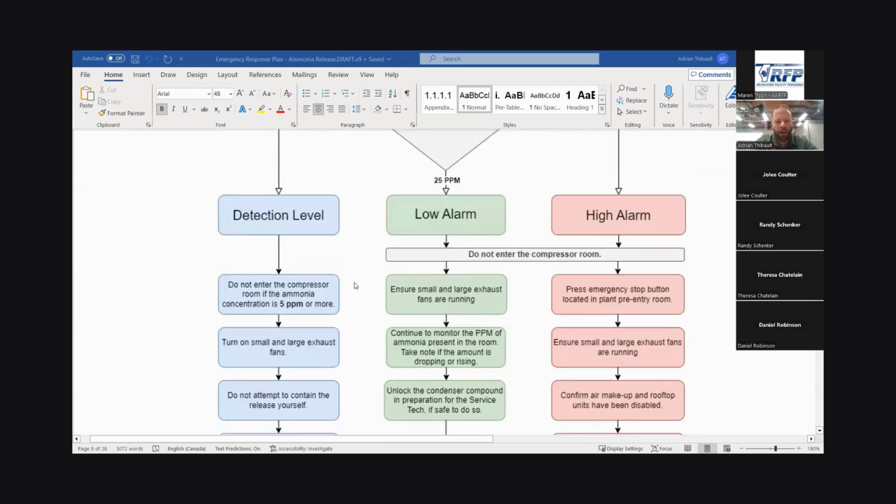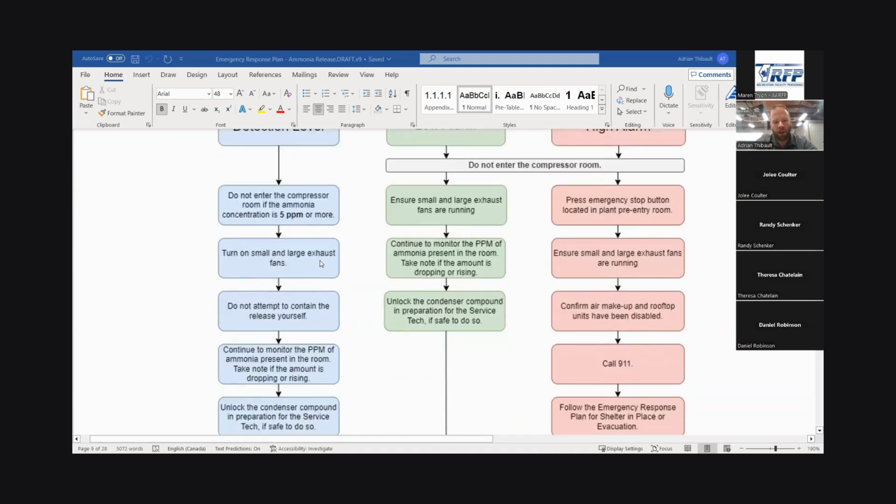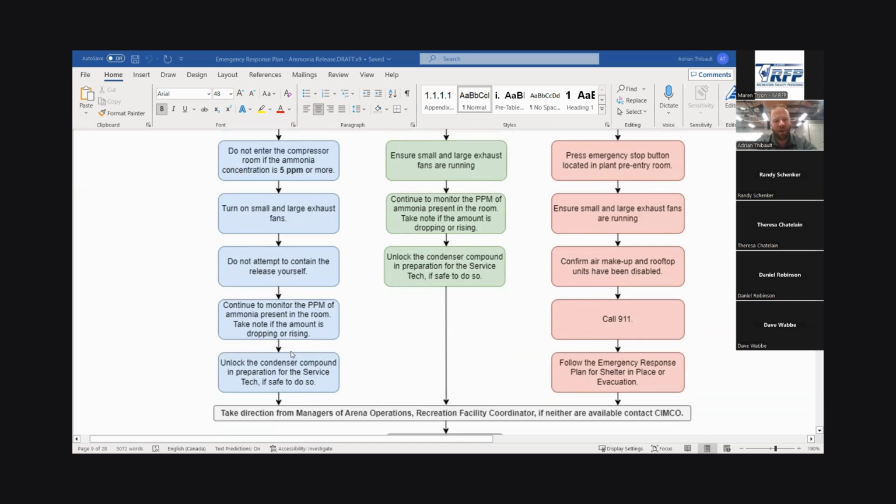So you'll see here, we're at the detection level. We're not entering the compressor room if it's 5 parts per million or more, because it's probably going from 2 to 5 to 25 very quickly. We're going to turn on our exhaust fans. Of course, you're not going to attempt to contain the release yourself. You're not going to put a hand over it or contain it with a paper towel or a towel or something. Then we're going to continue to monitor the parts per million level in the room and take note of whether the amount is dropping or rising, right?